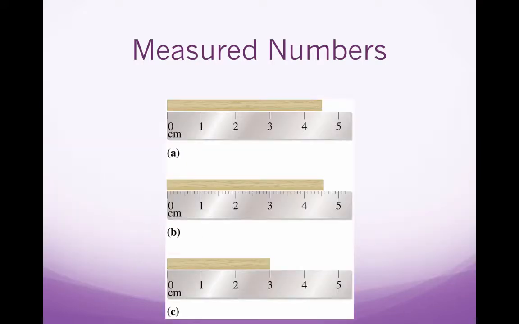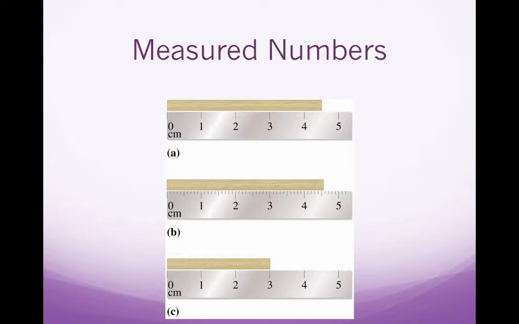In the first example, I can see that for sure it's at least 4 centimeters. But it's between 4 and 5, but there's no tick marks between 4 and 5. So all I can say for sure is 4 centimeters. So I need to guess 1 digit past that. So I would say this is 4.5 centimeters. That 0.5 is estimated. The 4 I know for sure.